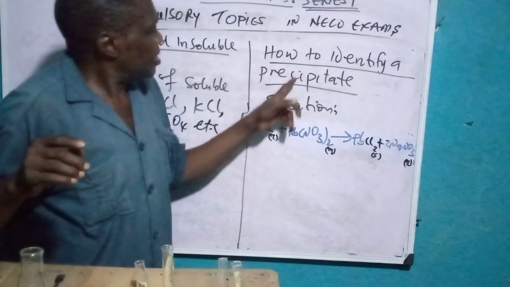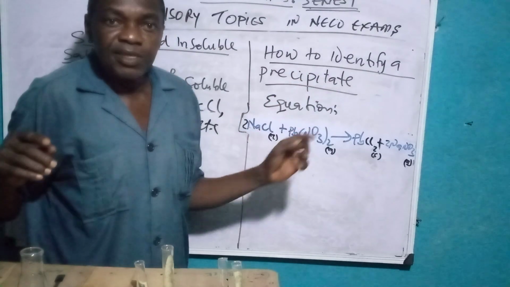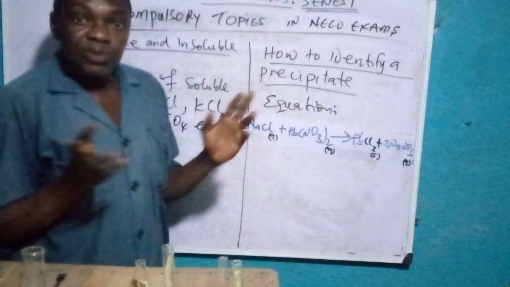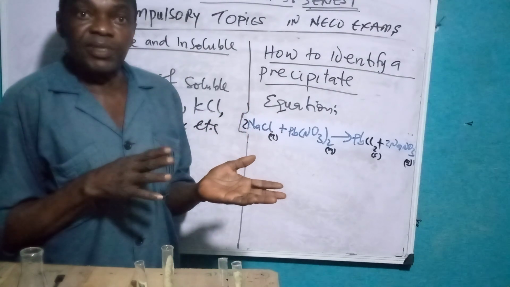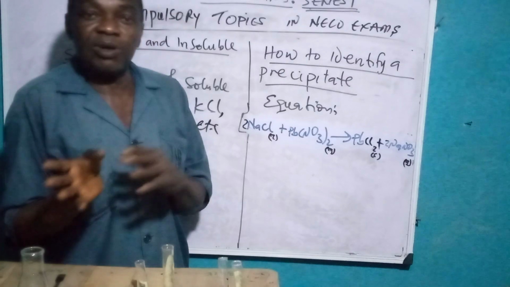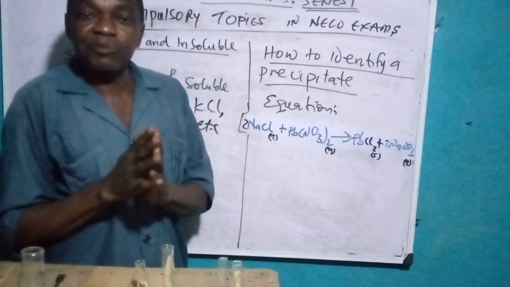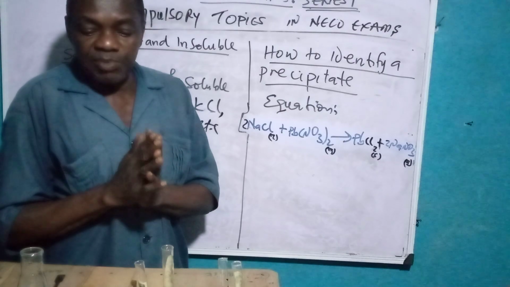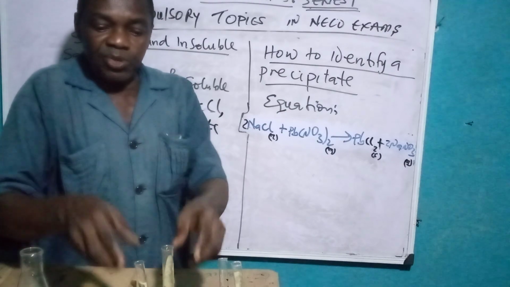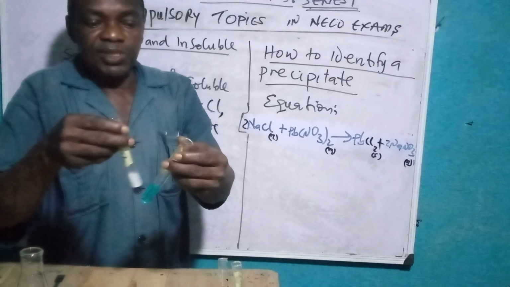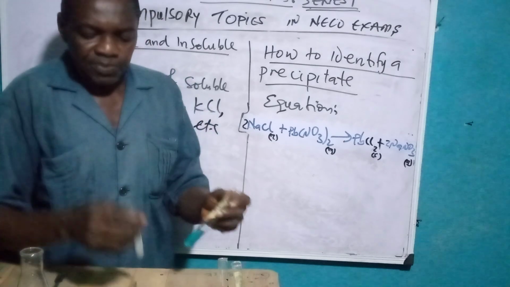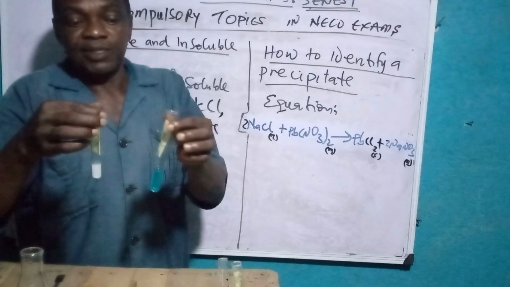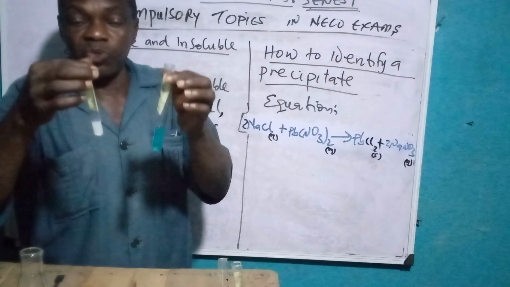Then the second one is how to identify a precipitate. Precipitates are usually solids that are formed when we add two solutions together. Most often you have one being soluble, the other one not soluble. But the solid that is formed when you mix two soluble salts together, like CuSO4 and lead chloride, they will exchange their radicals. So a soluble salt will be formed and an insoluble salt will be formed.